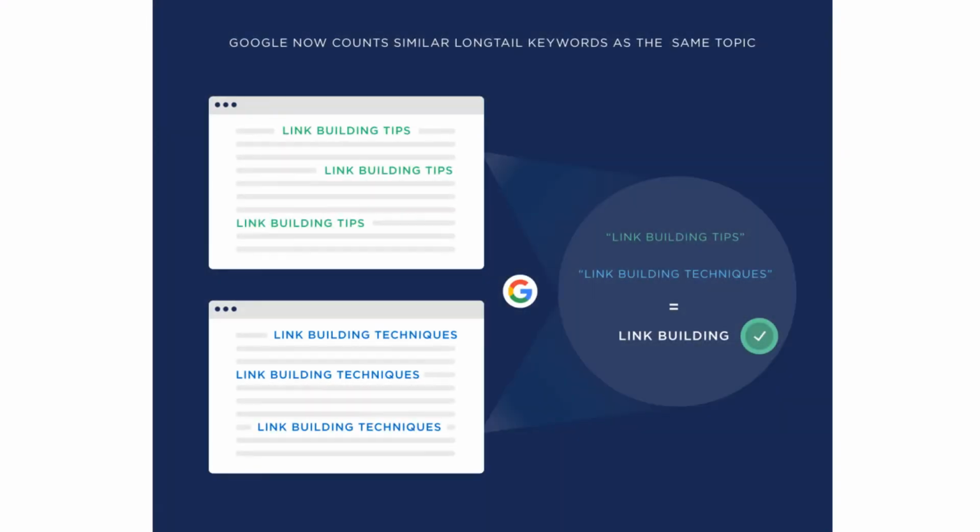For example, take two long-tail keywords like link building tips and link building techniques. Google now understands that both of these long-tail terms fall under the topic of link building, which is why the results for both are super similar.